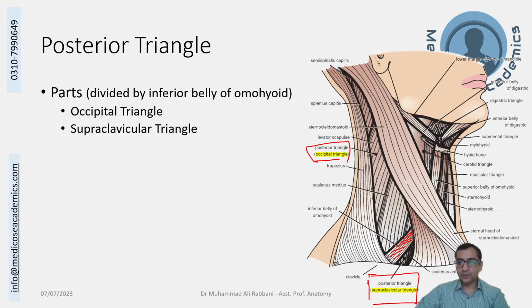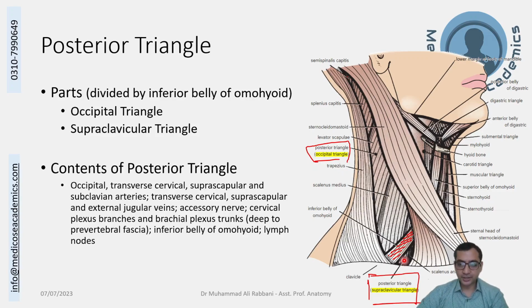Even if I don't tell you, you can pick up the boundaries from the image. The occipital triangle has sternocleidomastoid, trapezius, and the inferior belly of omohyoid, and the supraclavicular triangle has sternocleidomastoid, the inferior belly of omohyoid, and the middle third of the clavicle. So these are the posterior triangles. The contents are numerous, and I won't be helping you very much in memorizing them. But let me tell you how I remember it. I go system wise.